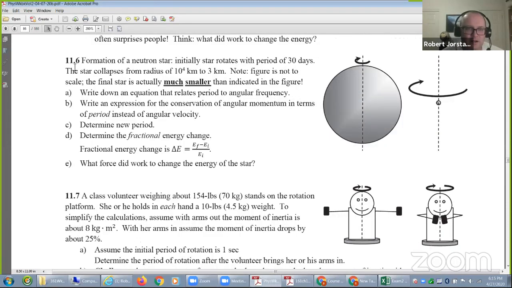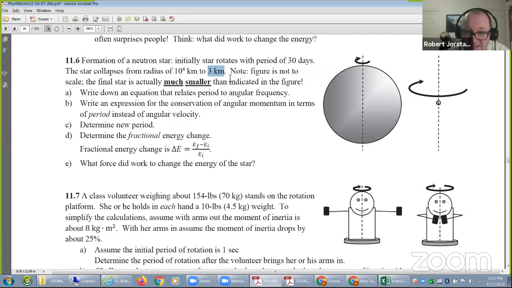All right, so let's go to 11.6, formation of a neutron star. So this is kind of cool. You have a star that's rotating with a period of 30 days. So once every 30 days, the star gets around. So it's taking a long time to rotate, 30 days. And now what's going to happen is we're going to say this star collapses from this radius to this radius. Think about that.